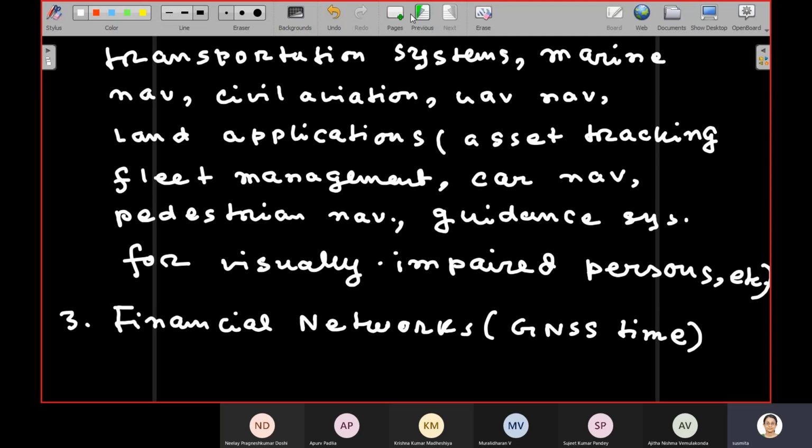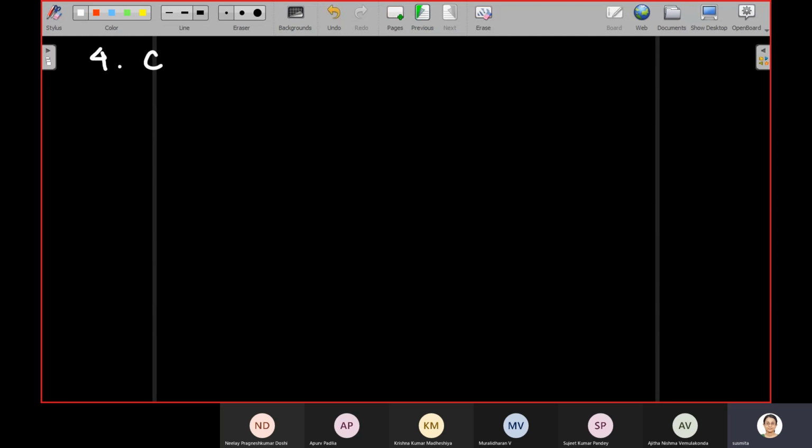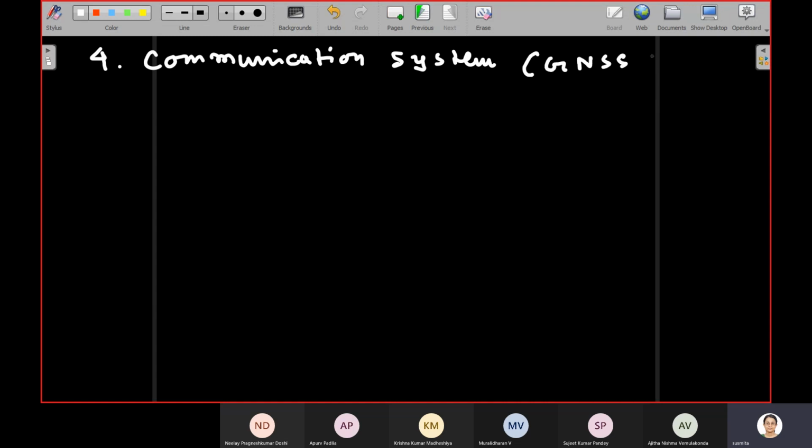The fourth one is communication systems, where GNSS timing is important. We can give different examples where GNSS services are used. For example, location-based services. We discussed location-based services in the first class.